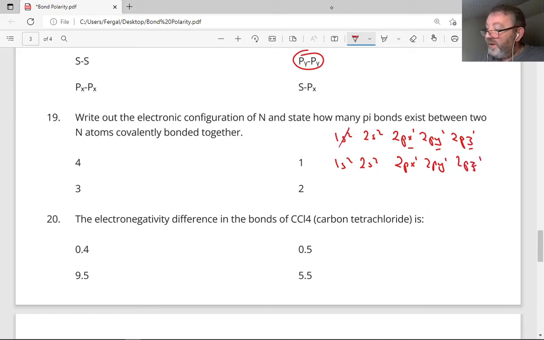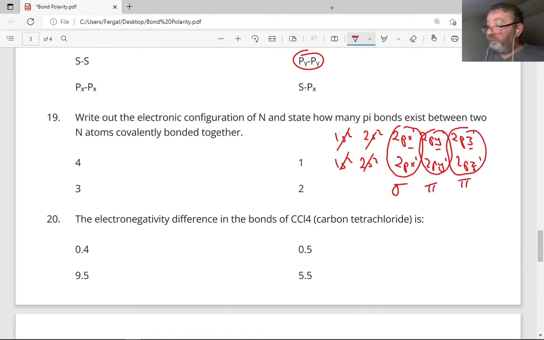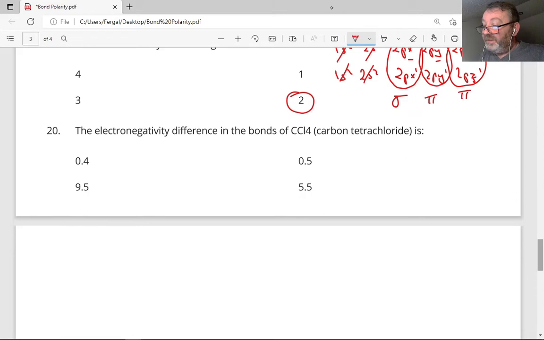So therefore, they're not going to be involved in bonding. The bonding will be between an overlap between the px's, which is always going to be sigma, a bonding between the py's, which are in parallel, so that's pi, and the pz's will be in parallel, so that's pi. So the question says, how many pi bonds between two nitrogens? The answer is 2.